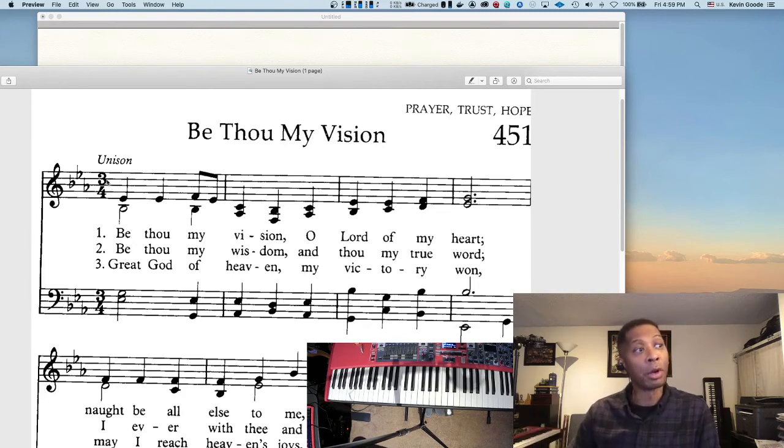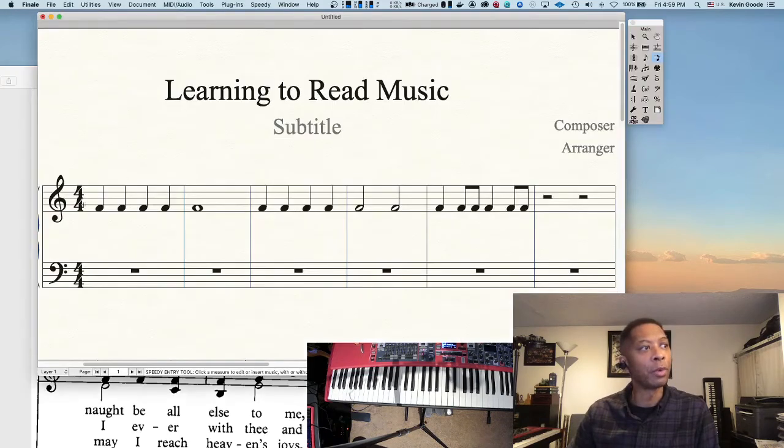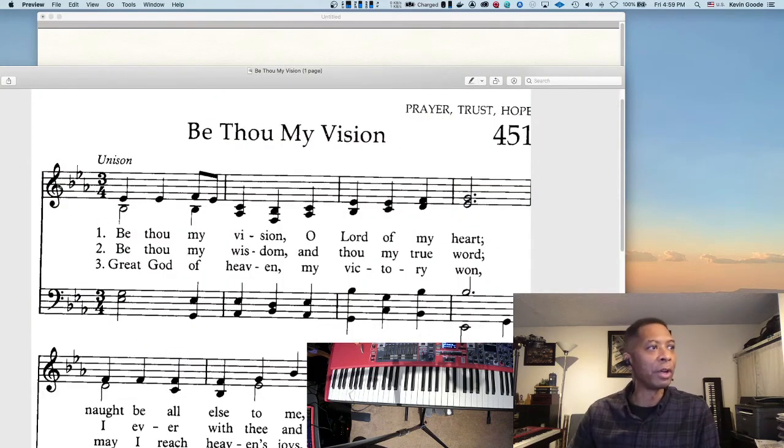Here, we're in 3-4, whereas over here, we are in 4-4. We still have a treble clef and a bass clef, and we have these lines right there, those are the measure lines. We have quarter notes, eighth notes, quarter notes, and a dotted half note. I didn't talk to you guys about the dotted half note, but for right now it equals three counts. A half note is two counts. The dot makes it three counts.